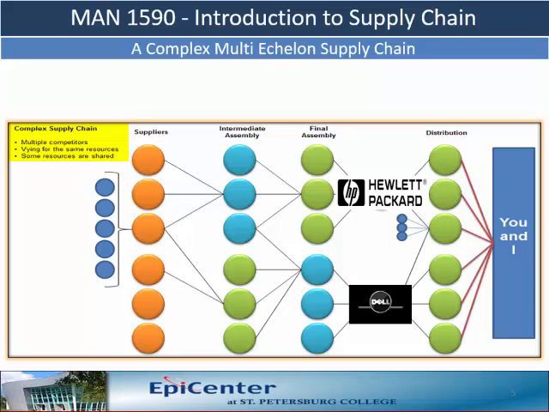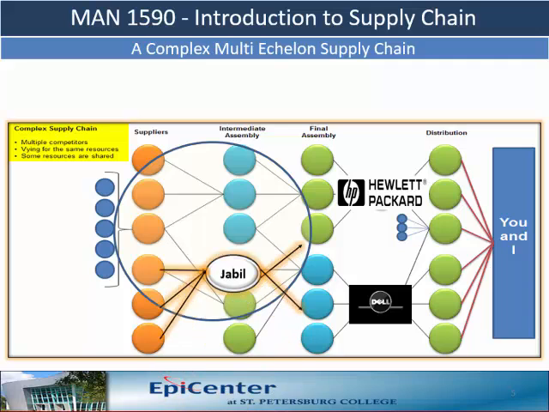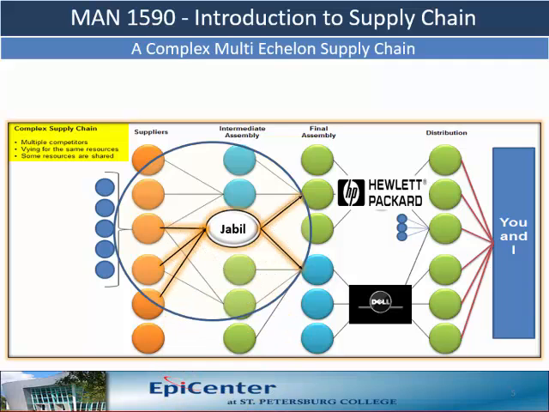Oftentimes, these resources are shared by many companies, and the supply chain configuration now becomes a hybrid of tree and fully connected network topologies. Here we have an example of two local companies, Jabil and Tech Data, whose resources are shared by two major competitors.